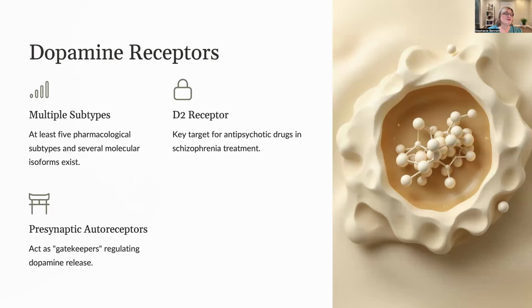Now we have receptors. There are at least five significant receptors, pharmacological subtypes that exist. The main one that we target in terms of antipsychotic drugs is the D2 receptors. There's also some presynaptic autoreceptors that act as gatekeepers that regulate that dopamine release.